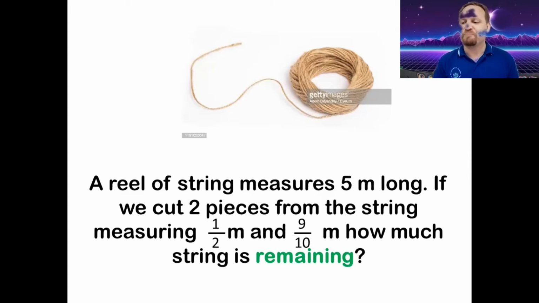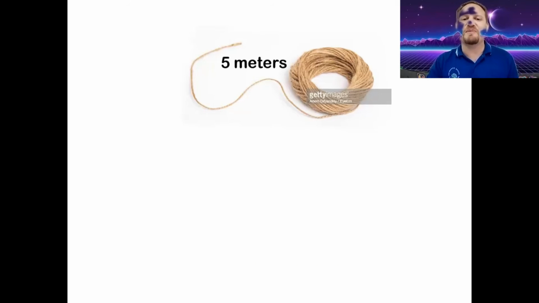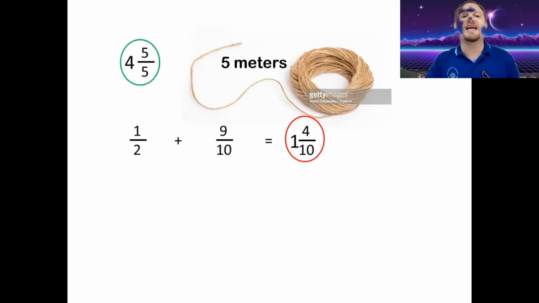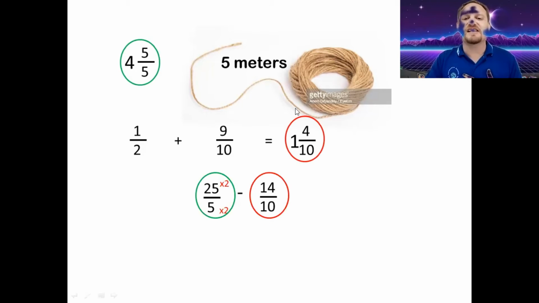So remaining. We must do two things here for this question. We have 5 meters. Okay. First job would be to plus the 2 pieces we cut. So we cut 1 over 2 and we cut 9 over 10, plus them together, and we get 1 and 4 over 10. The second thing we need to do is turn the whole number 5 into a mixed number, which would be 4 and 5 over 5, wouldn't it? Next job, we need to subtract 1 and 4 over 10 from 4 and 5 over 5.